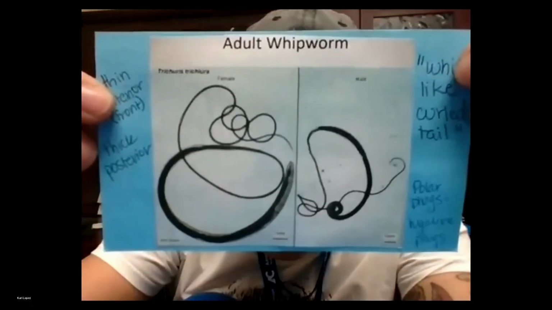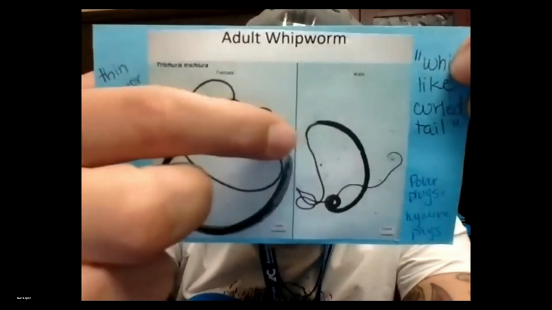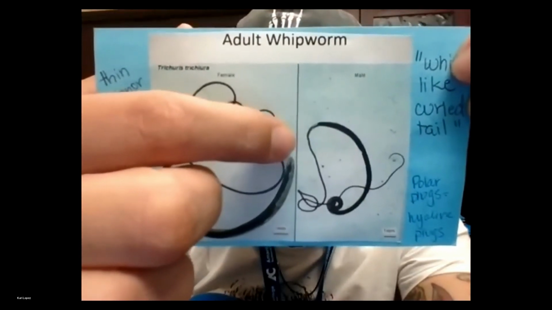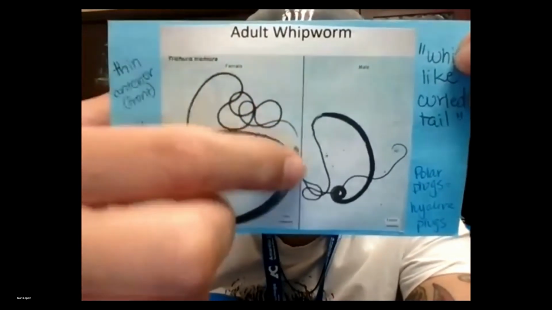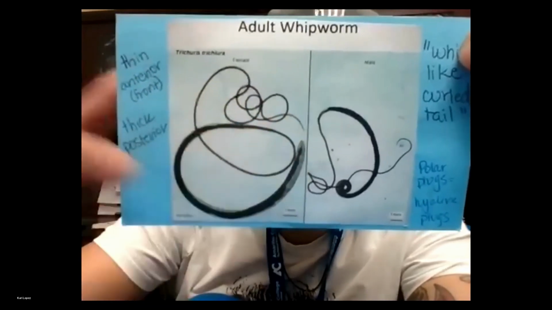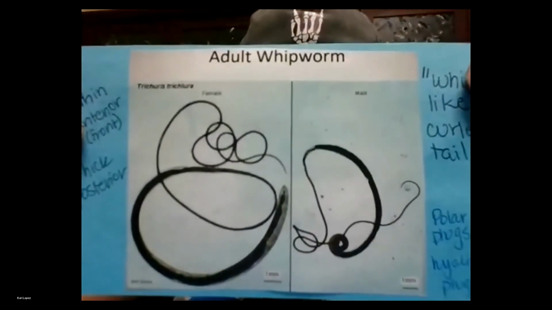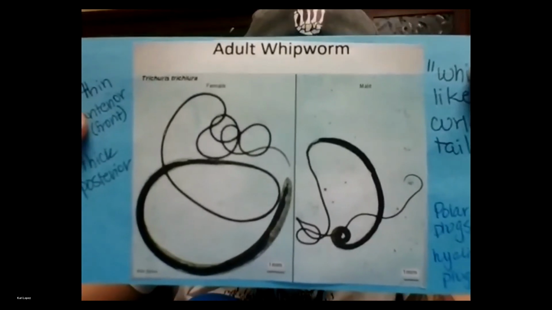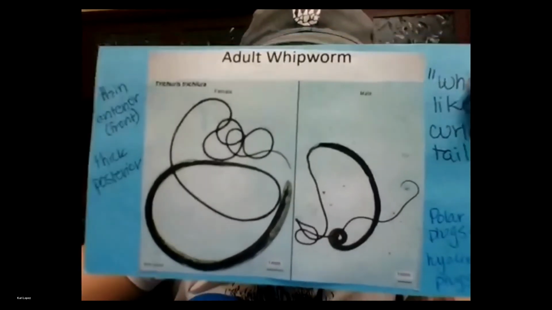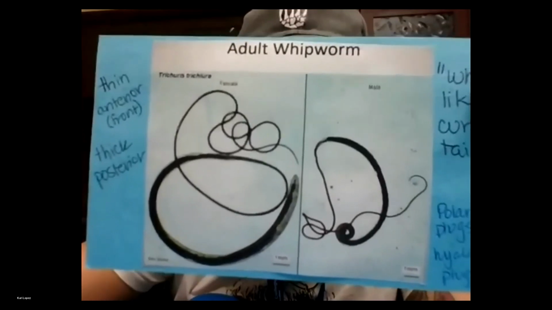And then your whips, this is how they look. Essentially, the way I understand it, this is the anterior, their little mouth part, and this is the posterior, which is their tail end. But see how they have little whip-like ends to them? They're real thick, and then it gets real thin.